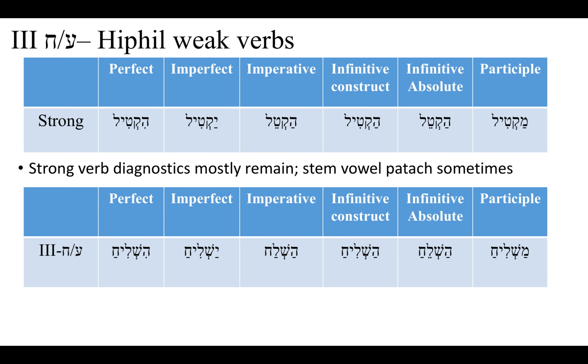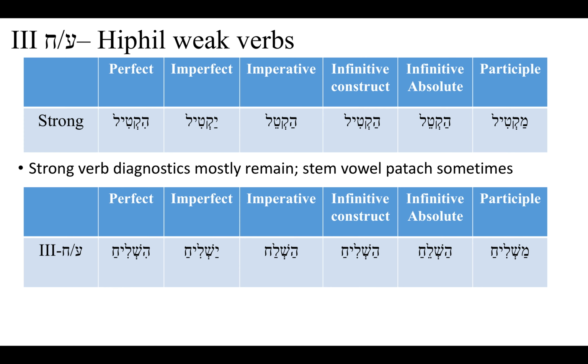Then third het and third ayin verbs, Hiphil weak verbs. Again, the strong verb diagnostics mostly remain. The stem vowel is patah occasionally, as we'll see for example, in the imperative form. You compare the strong imperative haktel to the weak third het imperative. We have hashlach because of the het there preferring an A-class vowel.